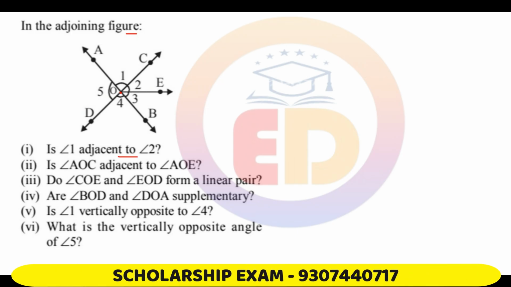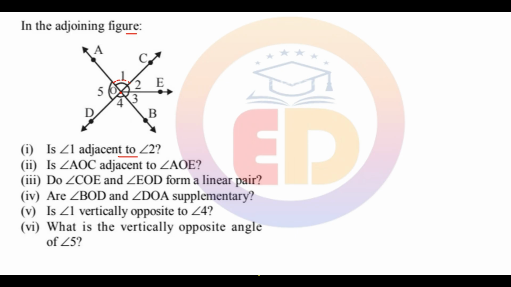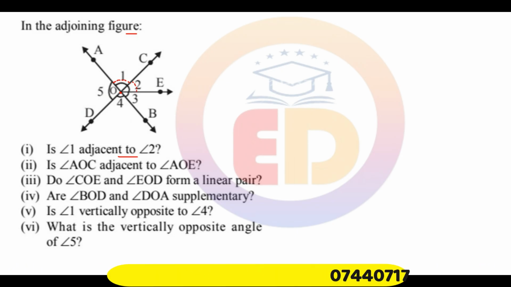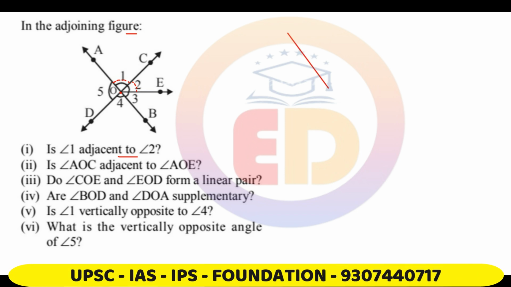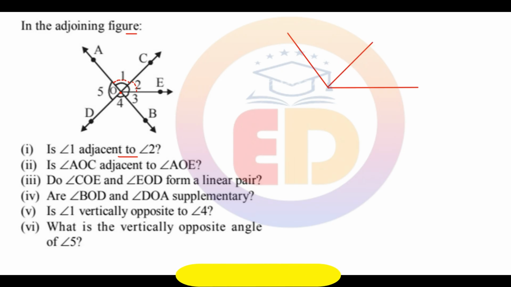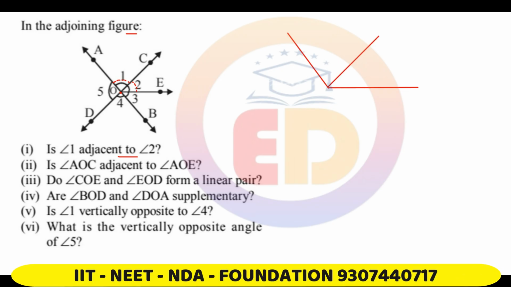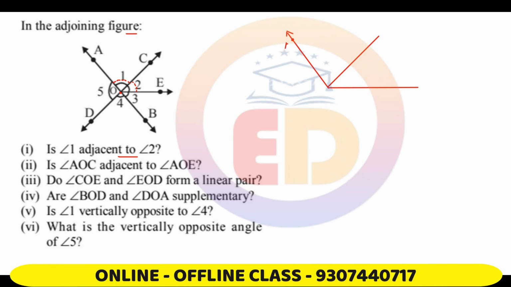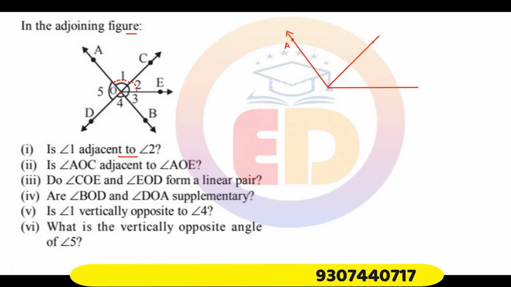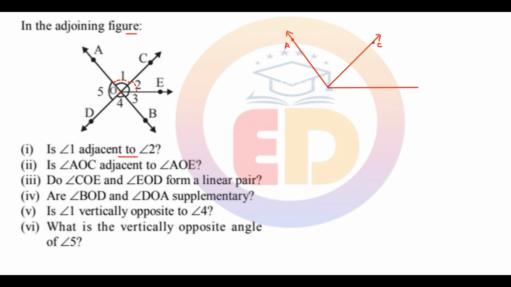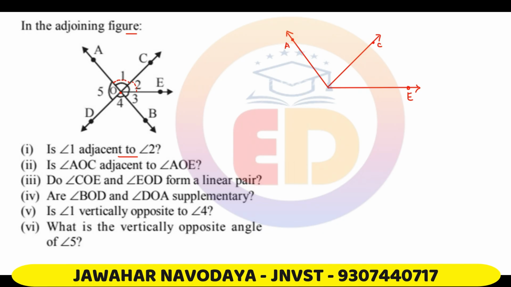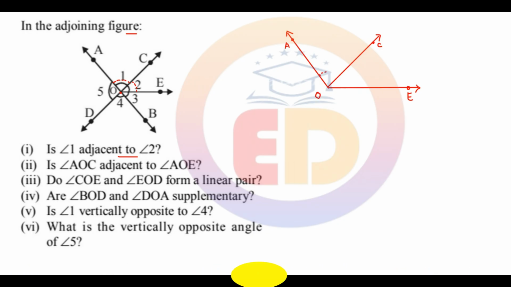Angle 1, this is the angle 1 here and this is the angle 2 here. To understand the question better, let us draw this diagram separately here. Let's take it out separately. This is point A. This is point C, point B, and this is O.